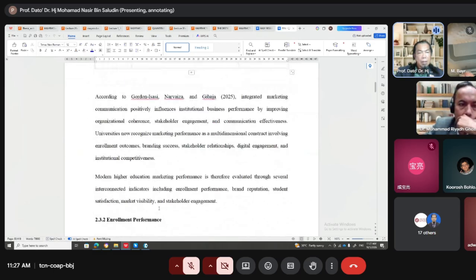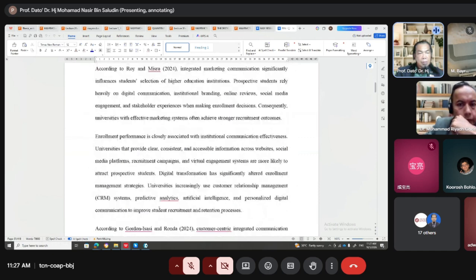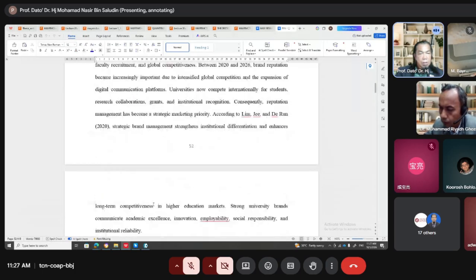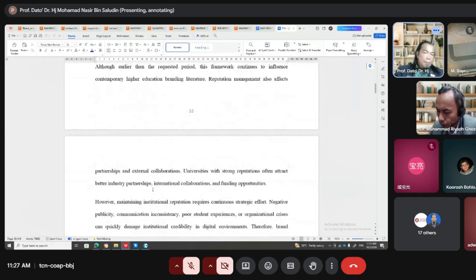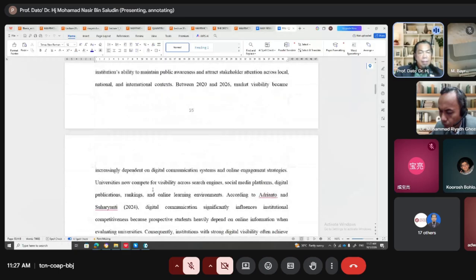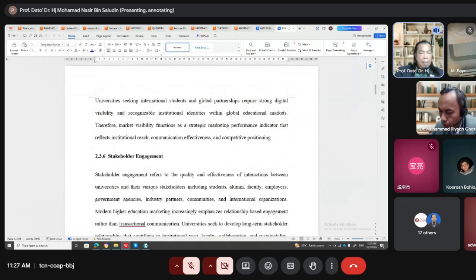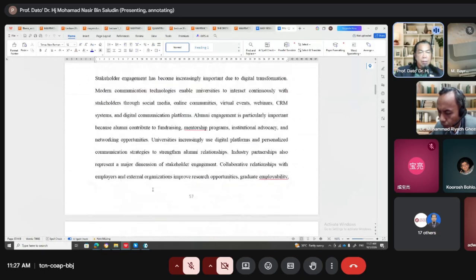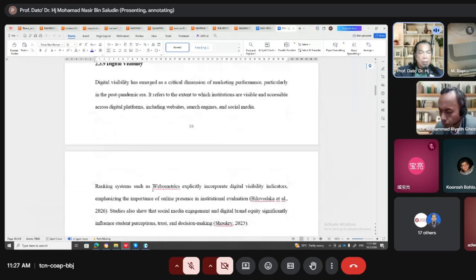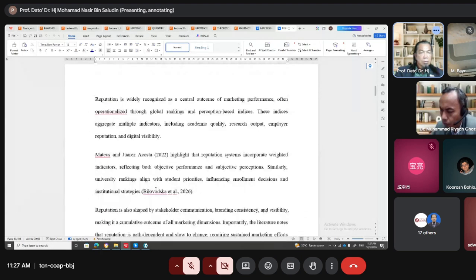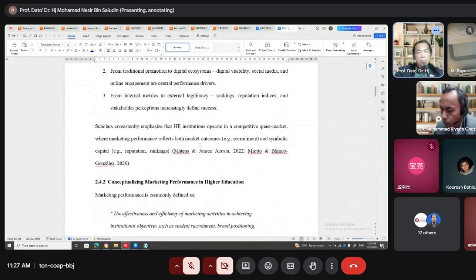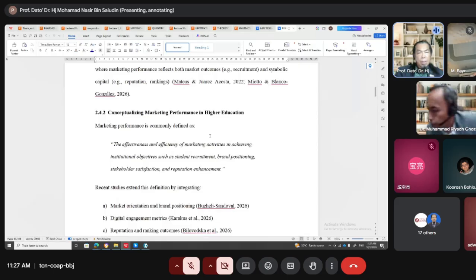That is the definition, and then after the definition, they have discussion about the definition. Then they go to including the brand reputation, other student satisfaction, market visibility. That is under marketing satisfaction, stakeholder engagement. Now we go to the dimension. Where is the dimension? Conceptual marketing performance education.